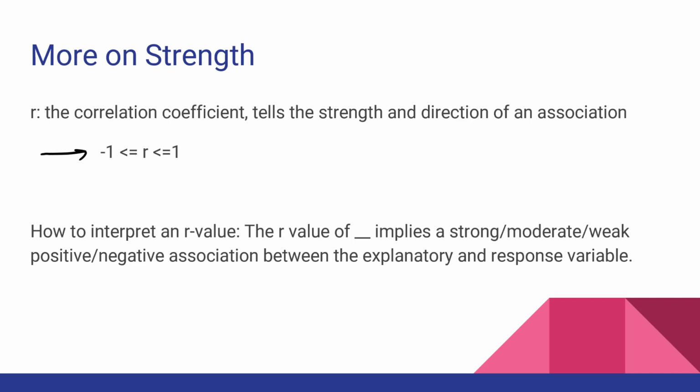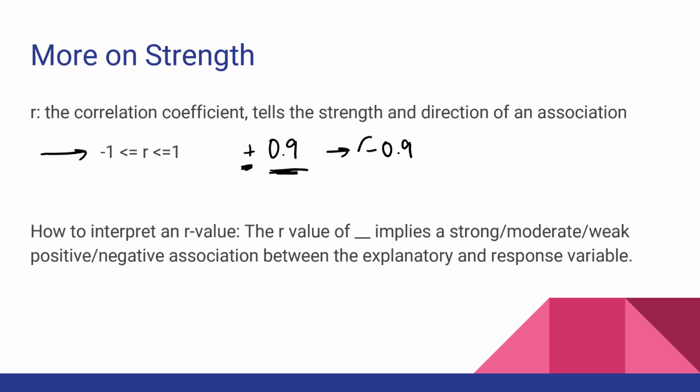So if we have an R value of 0.9, there are a couple things we need to notice. First, we notice that it is positive. So if the R value is positive, that means that the association is positive. So the data points are moving upwards as x increases. Then the 0.9. You can see that 0.9 is very, very close to 1, so that tells you that the association is very strong.